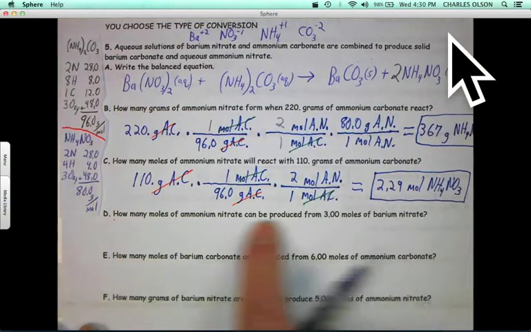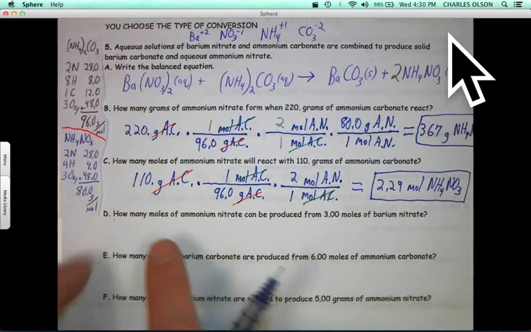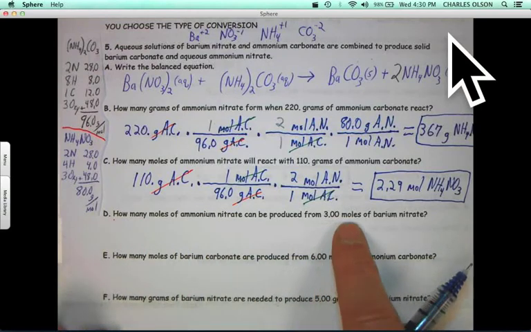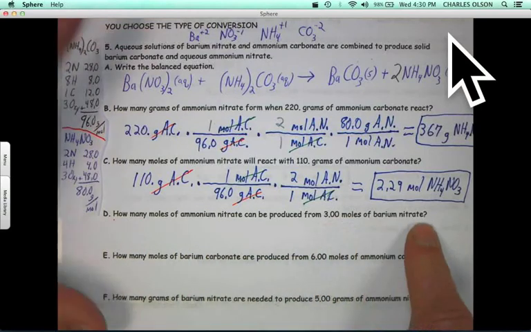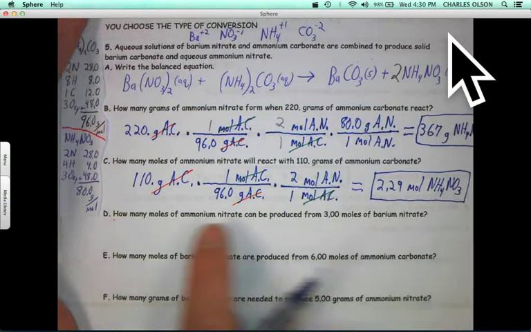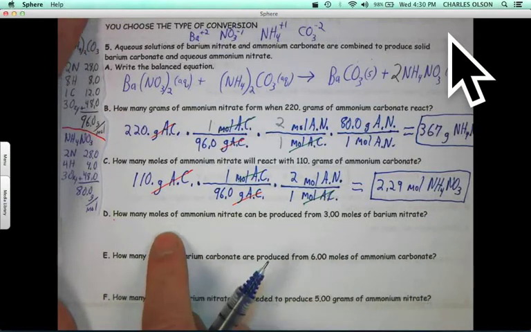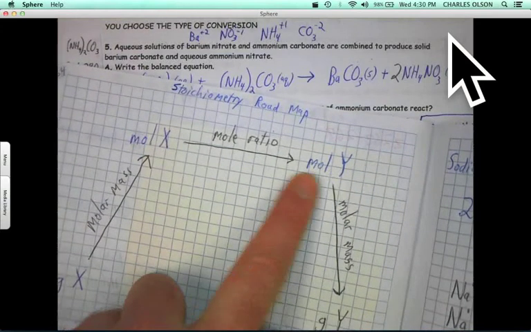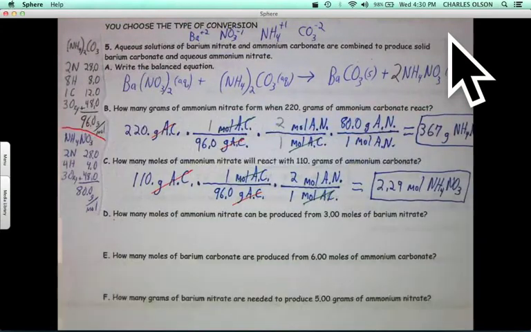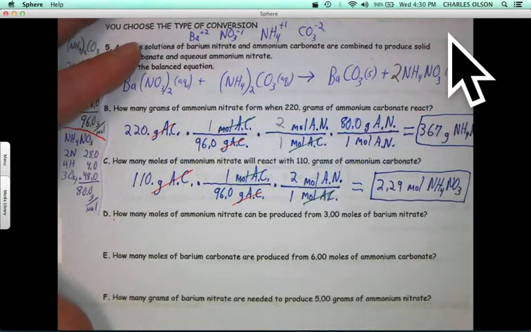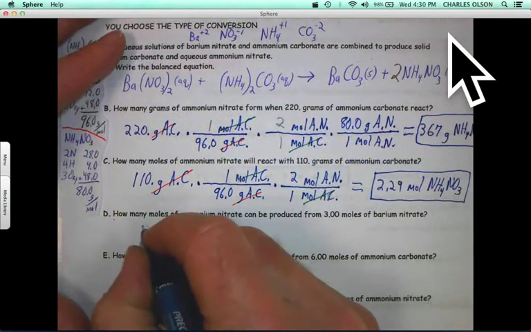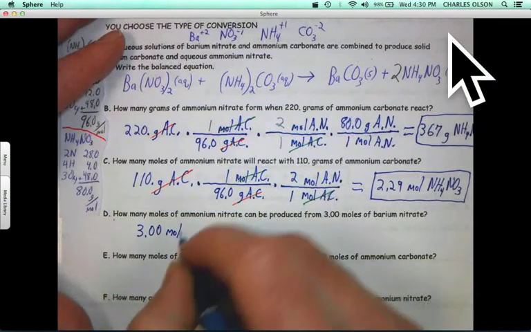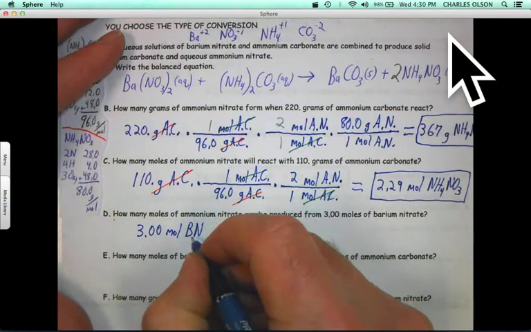Question D, a little bit easier. How many moles of ammonium nitrate can be produced from 3.00 moles of barium nitrate? Well, this is moles to moles, so it's only one conversion factor. This is the simplest case here. We're going from moles of one thing to moles of another. We just need the mole ratio. So let's start with our given. That's 3.00 moles of barium nitrate.